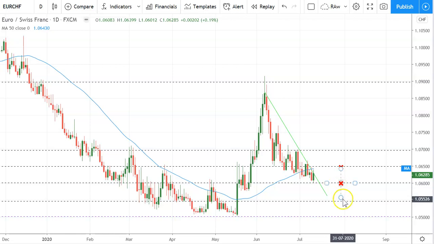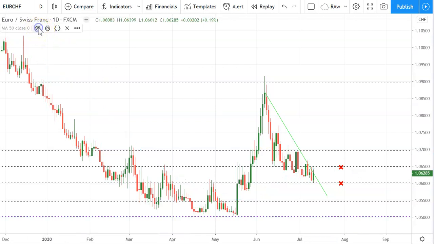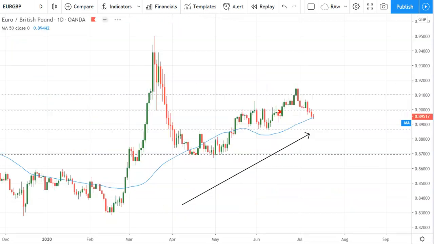Euro Swissy had a couple of attempts to go north, didn't work out. Again, not a problem. You just keep your losses small, and that's all there is to it. These are the critical levels, and until we get a break either side of that, there's nothing going on there. It's a real patience game at the moment.